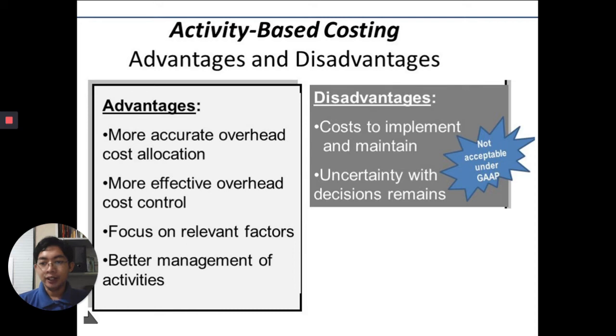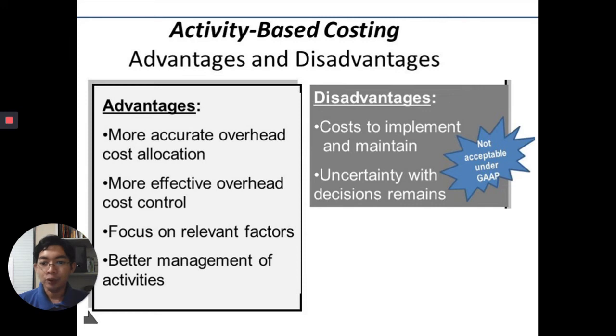The advantages are, number 1, more accurate overhead cost allocation. It is more representative of what the company does for each product that it manufactures. Number 2, more effective overhead cost control, because we know the different activities that drive the cost, then we can control more effectively what leads to that cost.